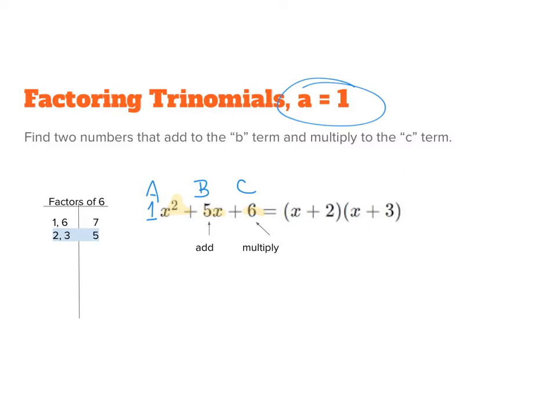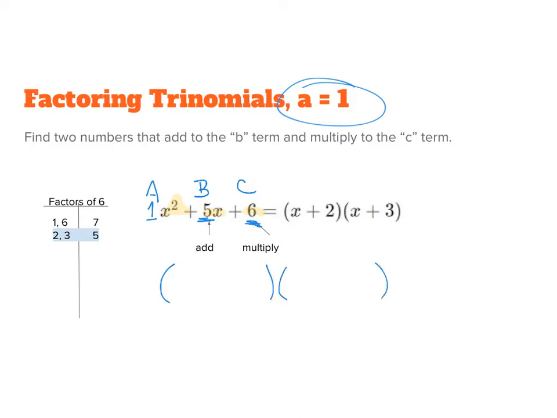Now, the coefficient with the x squared, or whatever variable you're talking about squared, is the A. The one with just the plain variable is the B, and the constant is the C. So what we're doing here is we're looking to find 2 numbers that add up to the B term and multiply to the C term, because we're undoing the multiplication or the FOIL that's already been done.